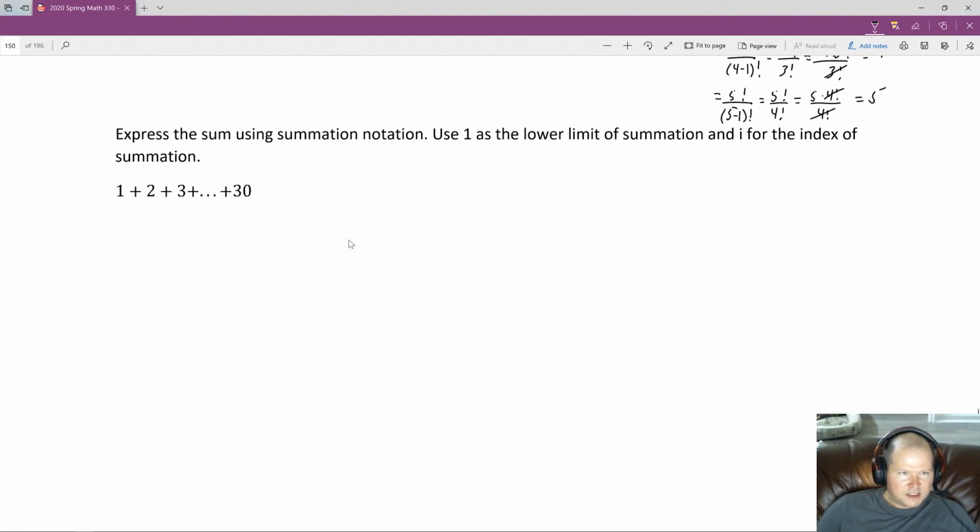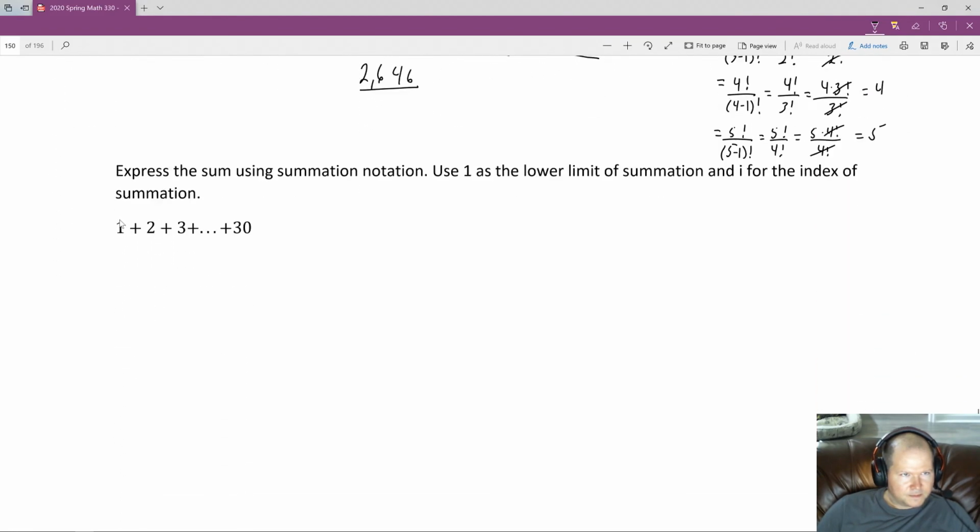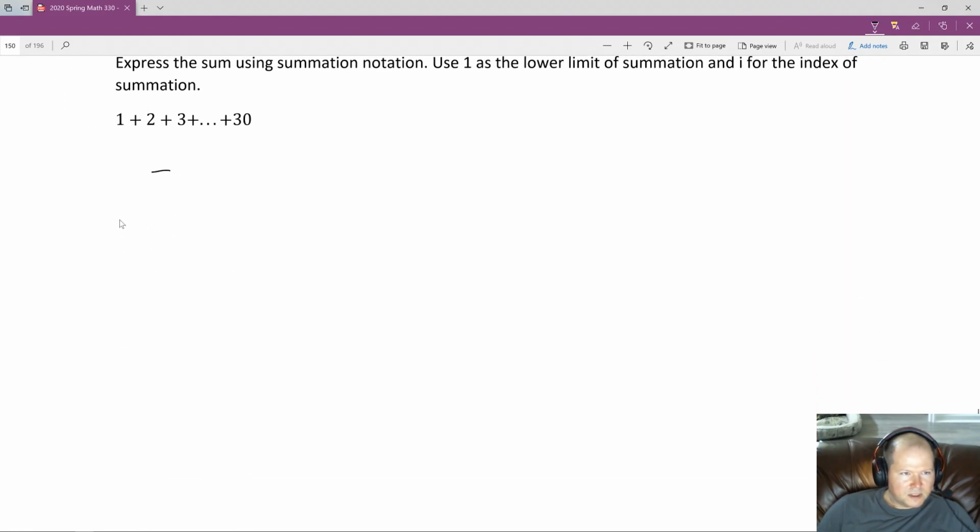So we express the sum using summation notation, using 1 as the lower limit of the summation and i for the index of the summation. Okay, so we're just going to copy this sigma notation here. Right, so we're going to make one of these. So we do the sigma notation, try to make it pretty. They want us to use i for the index.